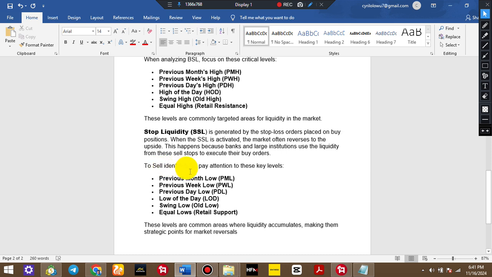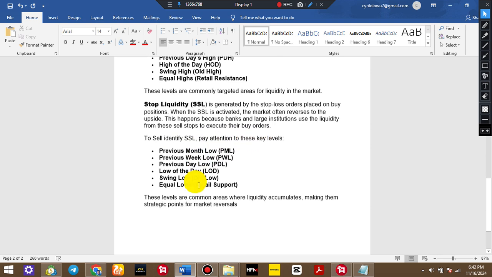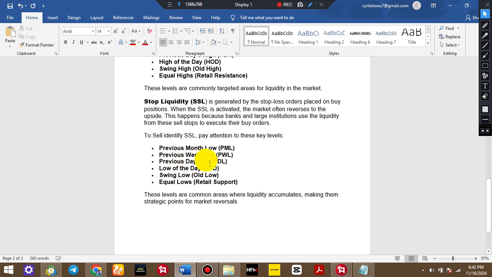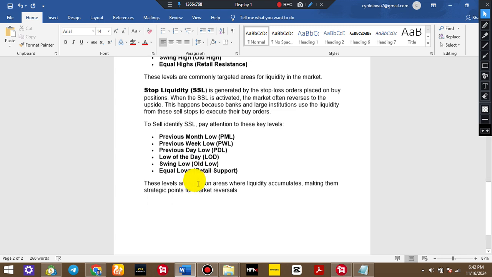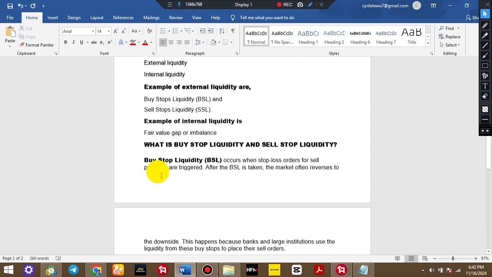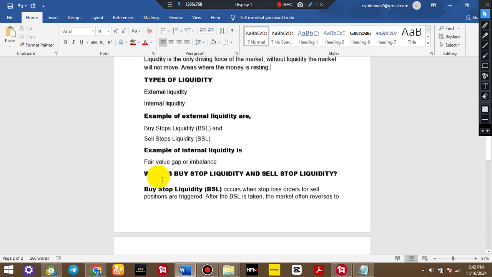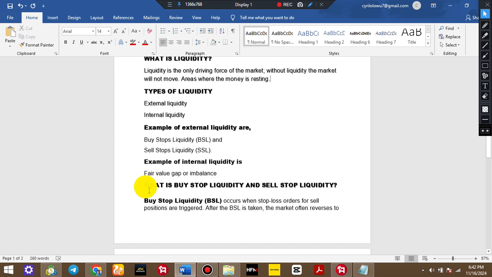Identify the stop, sell stop liquidity. Pay attention to this key level: previous month low, previous week low, then previous day low, low of the day, swing low, equal lows or support levels. Now, before I proceed with the external liquidity, internal liquidity, let us do justice to this concept.